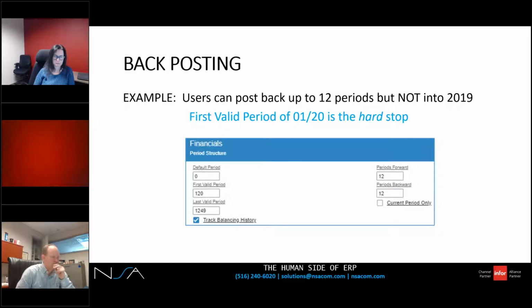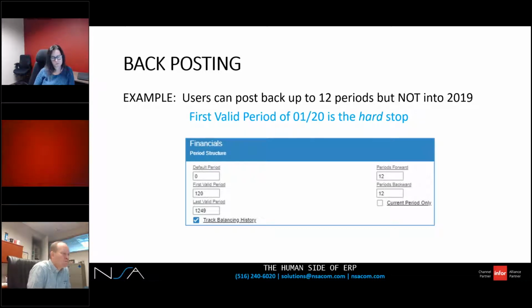That setting alone will keep users from posting into 2019. That is considered to be a hard close of 2019. So it's a hard stop. Users cannot post back into 2019. The last valid period, in general, I have a tendency to set to like, I don't know, 12/49, to forever, so that I don't have to go in there and change it.